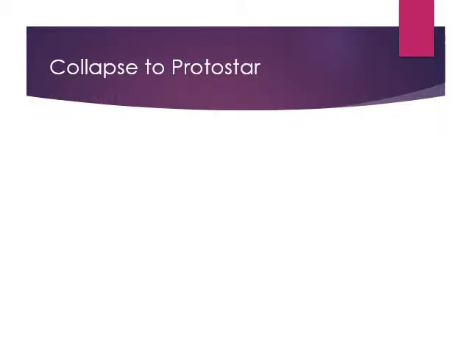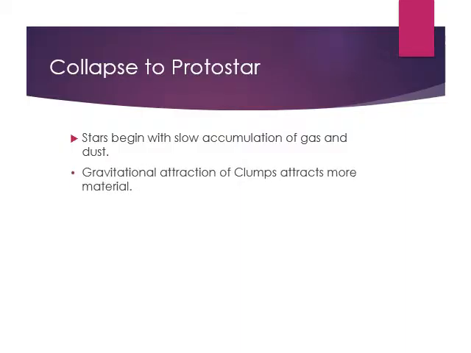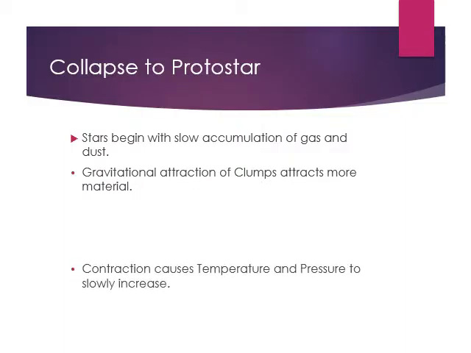So, collapse to a protostar. This will occur as the slow accumulation of gas and dust continues. Gravitational attraction of clumps attracts more material. Contraction causes temperature and pressure to slowly increase. And obviously we've seen that the force exerted between two masses depends upon their size and the distance between them.